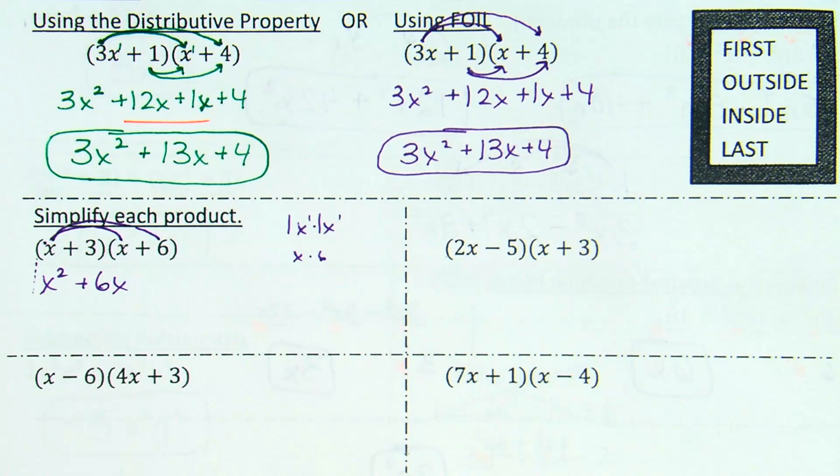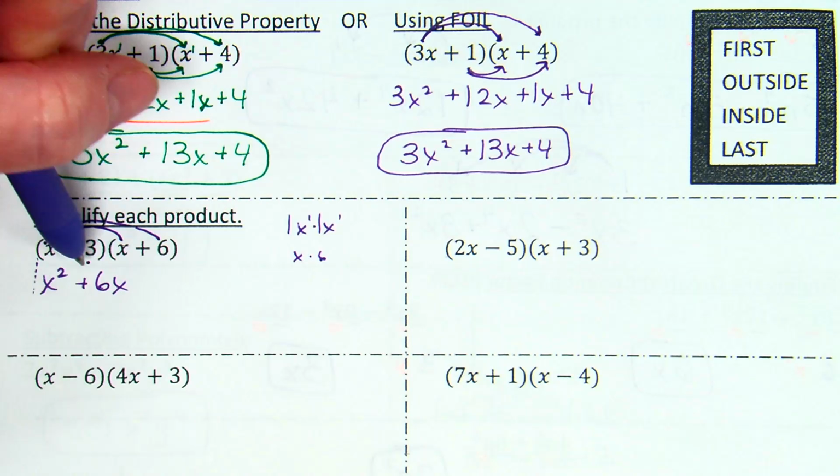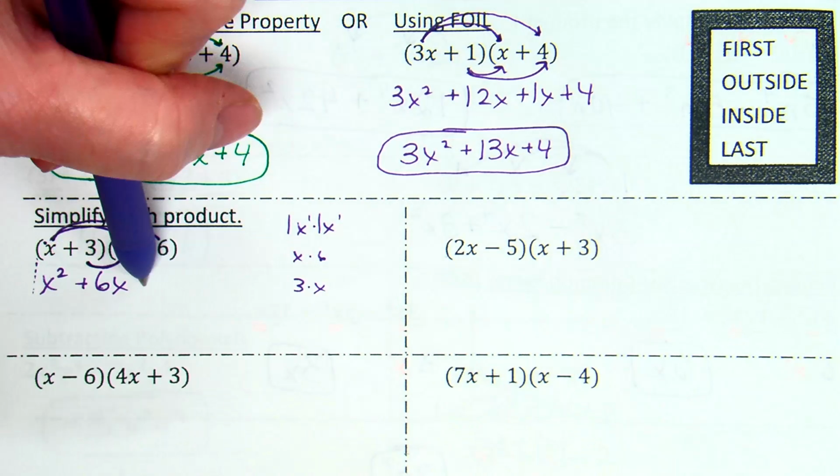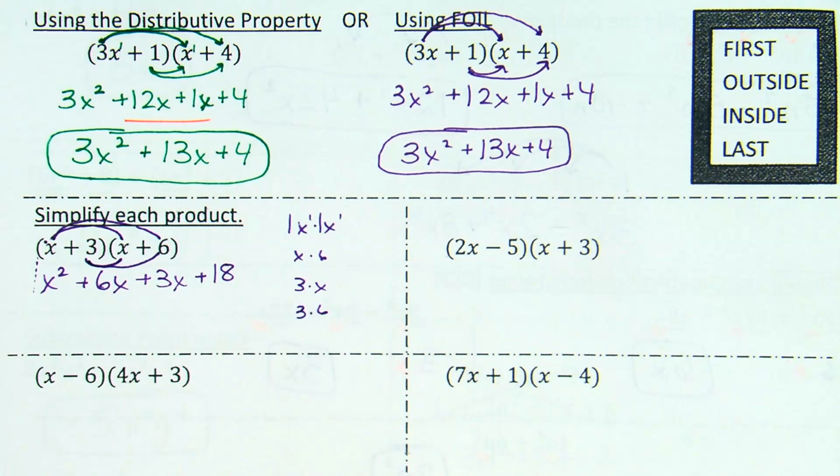Now what? Then we do 3. Take that 3 and distribute it, or we're doing insides. 3 times x, 3x. Yep, don't make it any more difficult than that. And then 3 times 6. And 3 times 6 is 18. Do I get to leave my final answer like that? No. What am I going to put my final answer as?